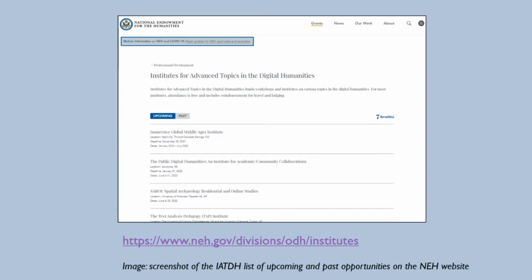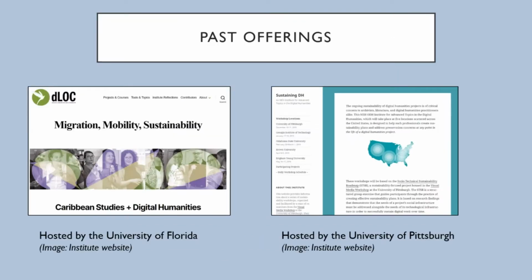And to get a sense of the programs that we have funded in the past, you can visit the page on the NEH website that lists the upcoming and past Institutes for Advanced Topics in the Digital Humanities. You'll be amazed at the breadth and depth and design of the institutes that have been offered over the years. For example, the University of Florida offered a multi-week in-person institute on Caribbean studies in the digital humanities, with continuing follow-up sessions that were held virtually the following year. This institute built on the university's strength in Caribbean studies, including their leadership of the Digital Library of the Caribbean.